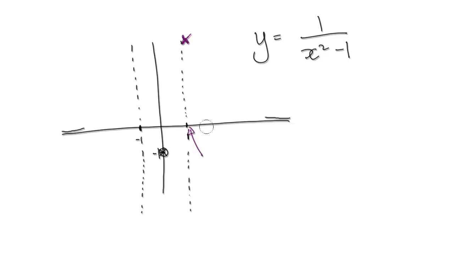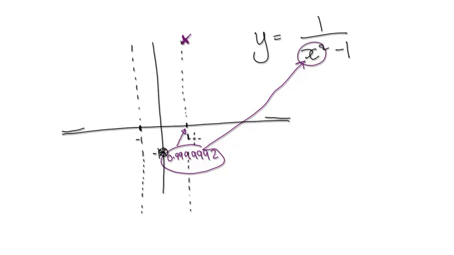And now let's investigate what happens just to the left of 1. So just to the left of 1 is going to be 0.999999999, let's say 2. So when you put this into here, when you square it, it's going to be a very, very close number, slightly smaller than 1. So when you square this, it's going to be slightly smaller, but very, very close to 1.